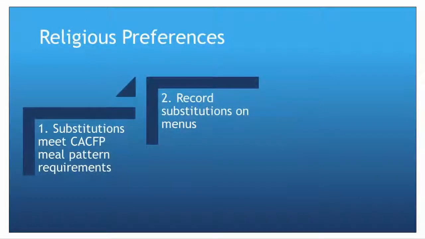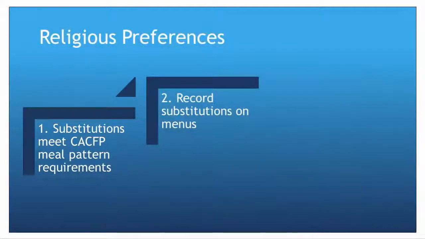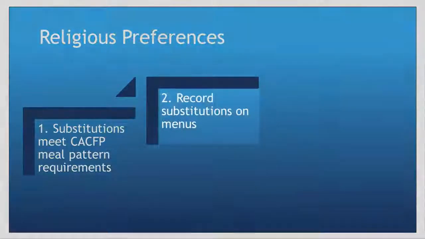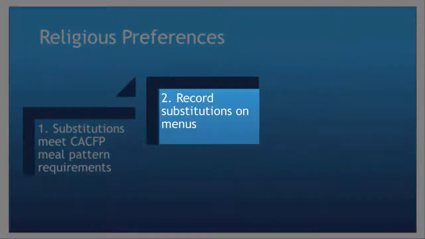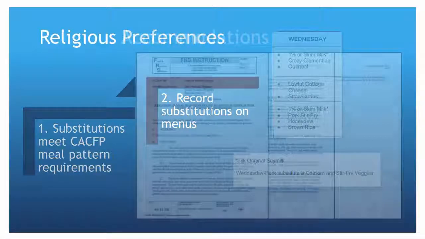Religious preferences may be accommodated for individual participants if the substitutions meet CACFP meal pattern requirements. Making accommodations is encouraged, but not required. Substitutions must be recorded on menus. In this example, an accommodation is made for pork by offering chicken and stir-fry vegetables. It is recorded at the bottom of the menu. The substitute meets the meal pattern components.